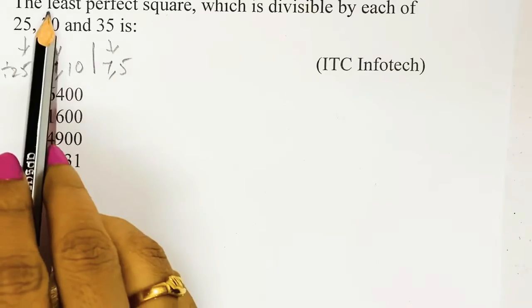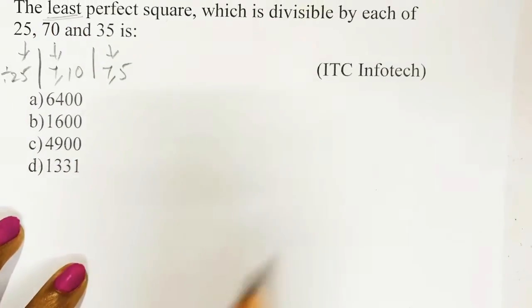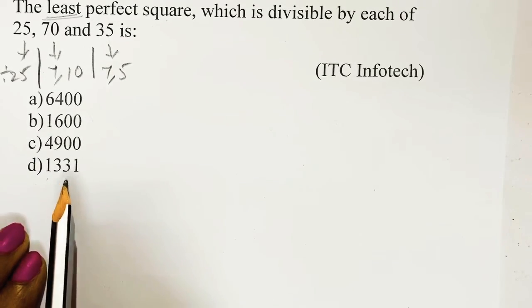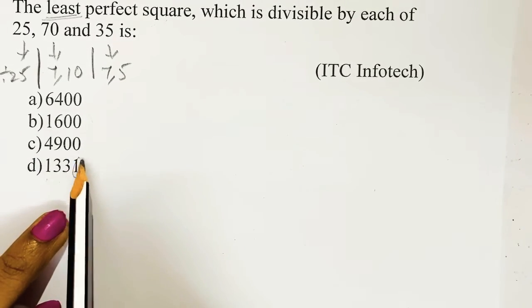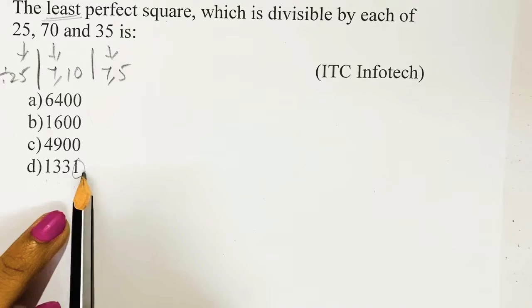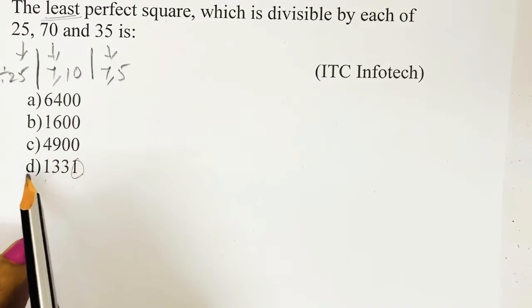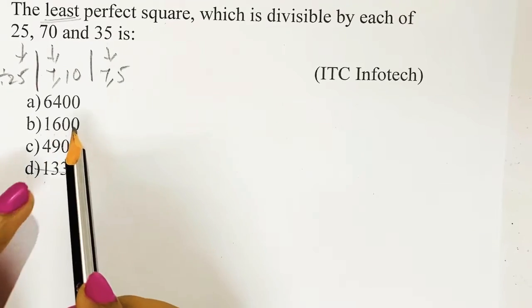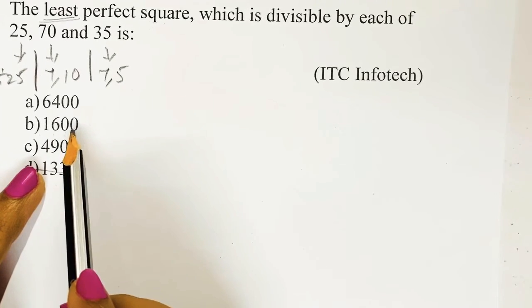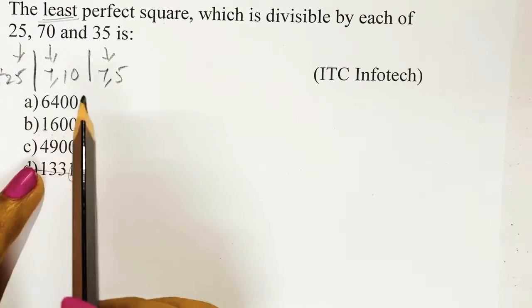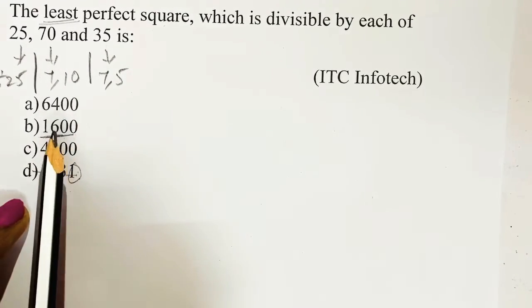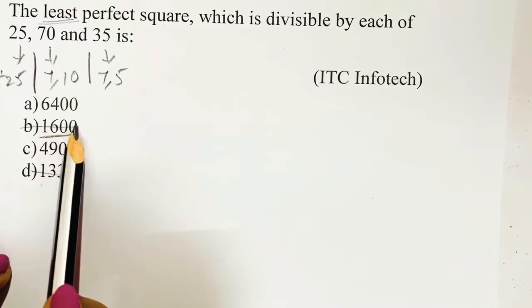It is said least perfect square. So we can go from the least number in the options, 1331. The last digit is 1, which will not be divisible by 10 or 5. So D is not the answer. The next small number is 1600. The last two digits are 00, which makes it divisible by 25 and 5. But the number 16 will not be divisible by 7. So option B is not the answer.